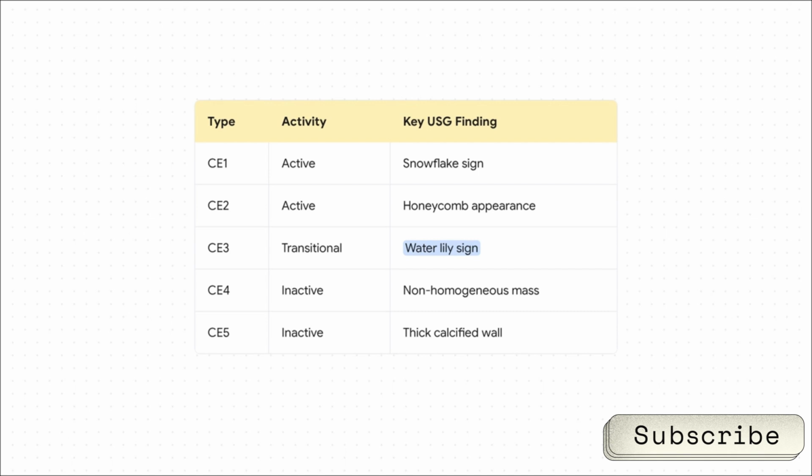Okay, everybody, lean in for this one. I am practically guaranteeing you will see this on an exam. Ultrasound is the #1 choice for diagnosis, and you must know the WHO classification. It's how we figure out if a cyst is active, dying, or totally inactive. Now, if you're cramming and can only remember one thing from this table, make it the water lily sign. It's the classic finding for a CE3 cyst. It's when the inner layers detach and float around inside the fluid, kind of like a water lily on a pond. It's a beautiful image for a pretty nasty situation.